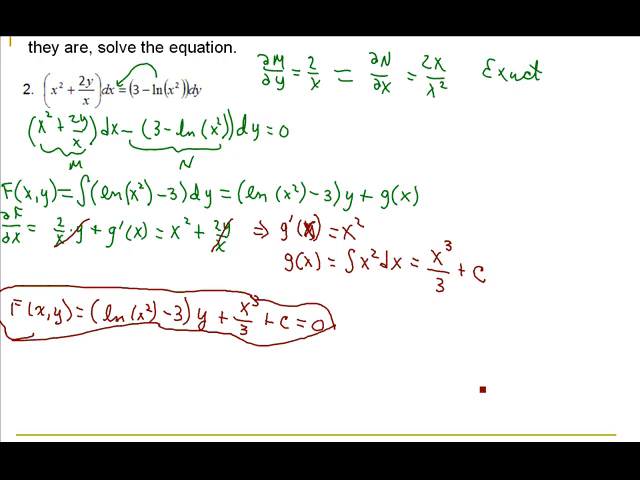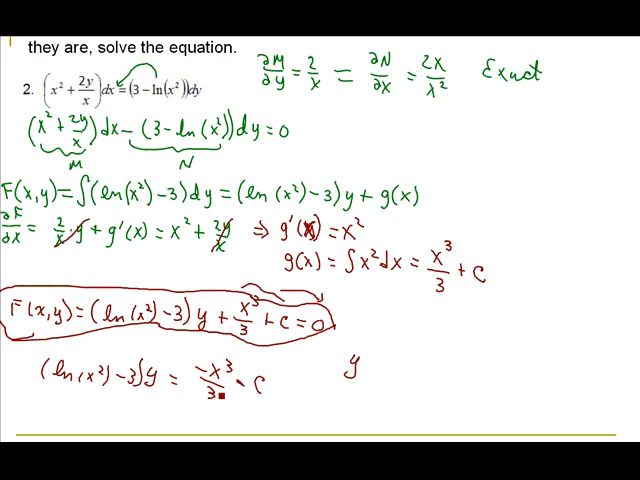Now, if you want to rewrite the solution in a different form, you may want to solve for y. And to solve for y, you would bring these x terms over to the other side. That'll give you a negative x to the third over 3 plus minus c on the right side. And then divide by this coefficient of y.